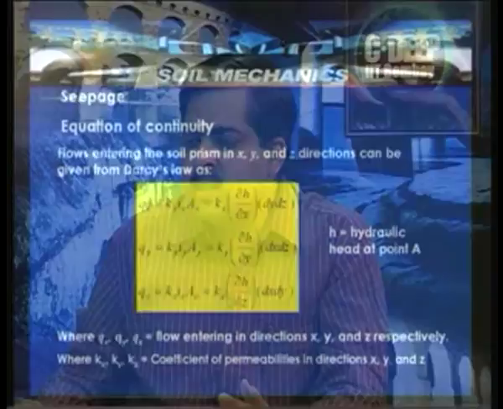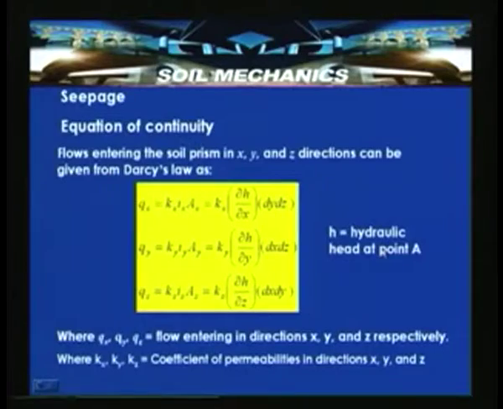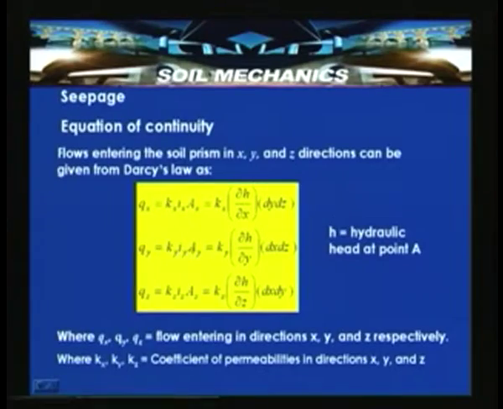Then by using Darcy's law, we can write Qx is equal to Kx Ix into Ax, where Kx is the coefficient of permeability in x direction, Ix is the hydraulic gradient in the x direction and Ax is the area which is perpendicular to x direction, that is nothing but dy dz, and H is the hydraulic head at point A under consideration here. Similarly, in case of y direction, Qy is equal to Ky, Iy, Ay.